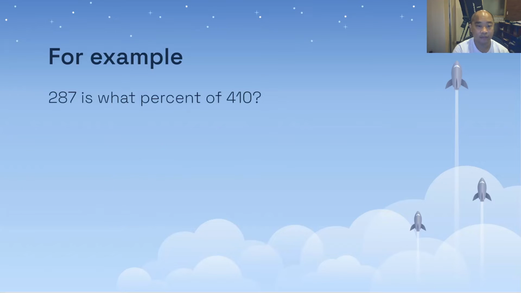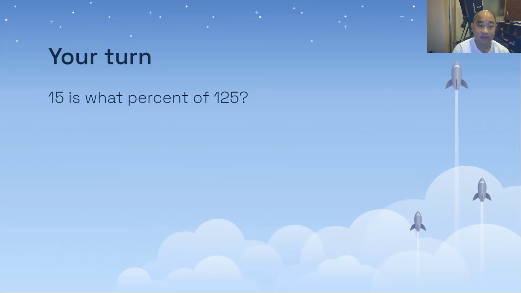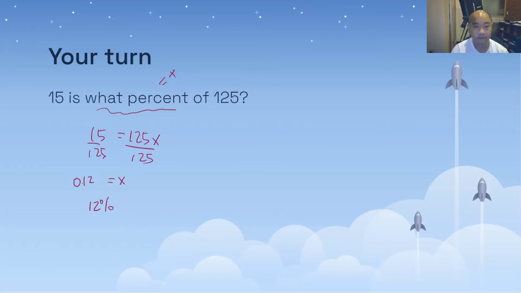Okay. 15 is what percent? So this is going to be our x. So 125 is our total. 125x equals 15. Divide by 125. x equals 0.12. So 12%.